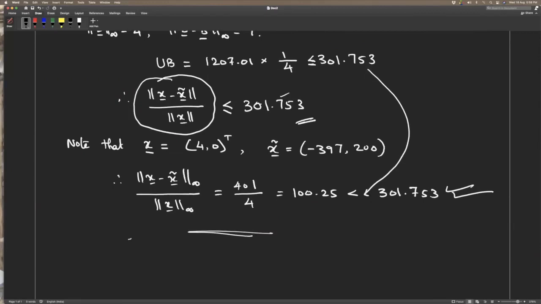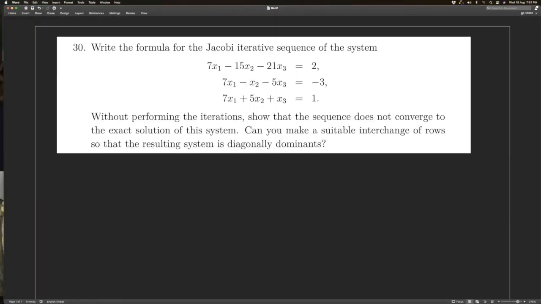Let us do a few iteration problems. Let us take up this 30th problem.